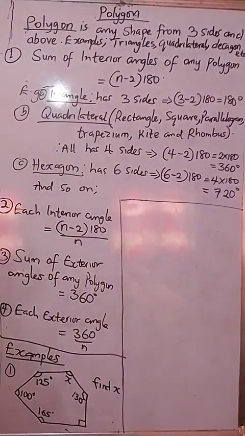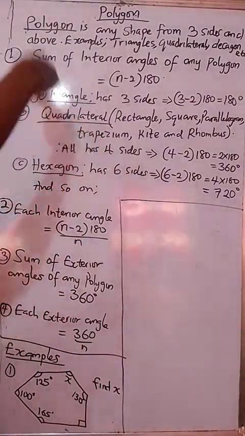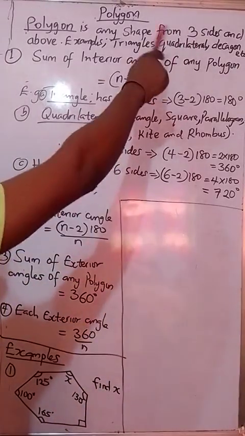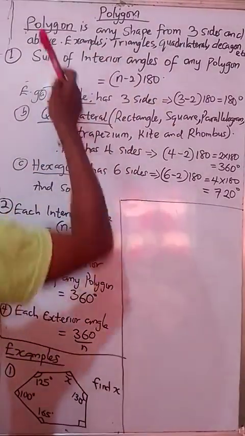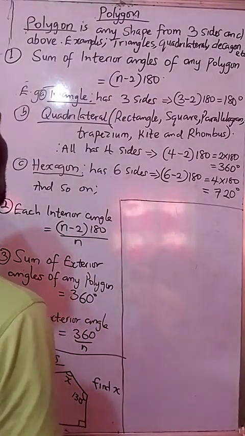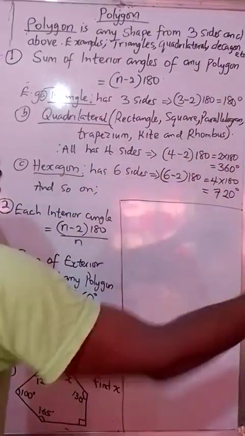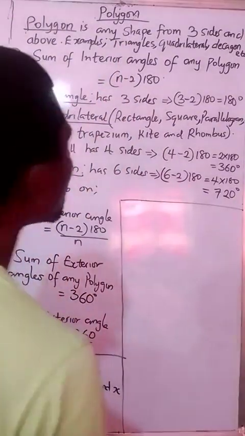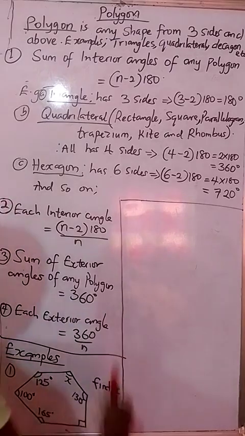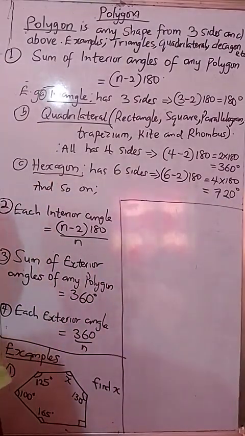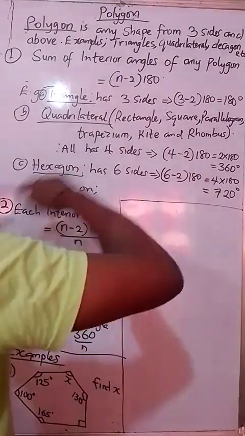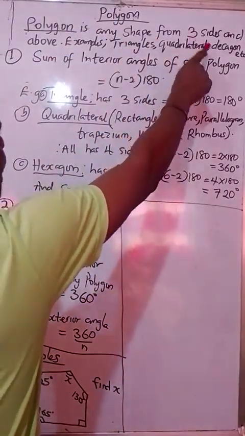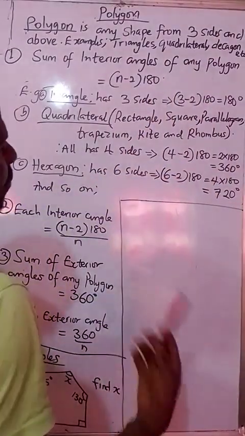So today we're talking about polygons. So I have to write this story for better understanding. What's a polygon? A polygon is any shape from three sides and above. Triangles are polygons. Quadrilaterals are polygons. Examples of triangles are right angle triangle, isosceles triangle, equilateral triangle, any kind of triangle. They are all polygons. So they are general names. They are names of shapes, and any shape from three sides and above is referred to as a polygon.